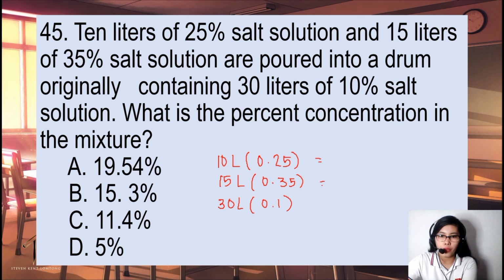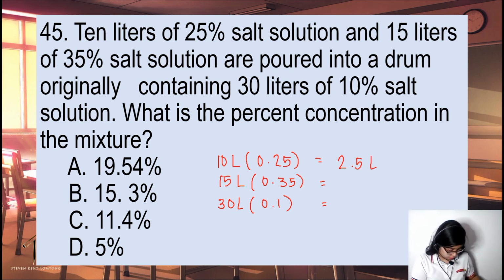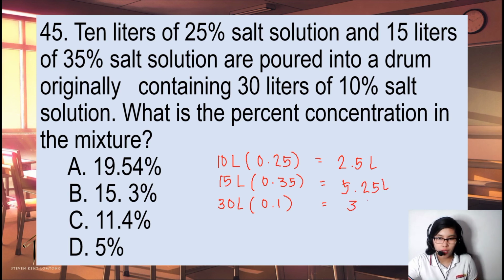So if we compute for the pure salt in our equation, 0.25 times 10, we have 2.5. 15 times 0.35, that is 5.25 liters. And 30 times 0.1, that is 3 liters. Then, we are looking for the percent concentration in the mixture.